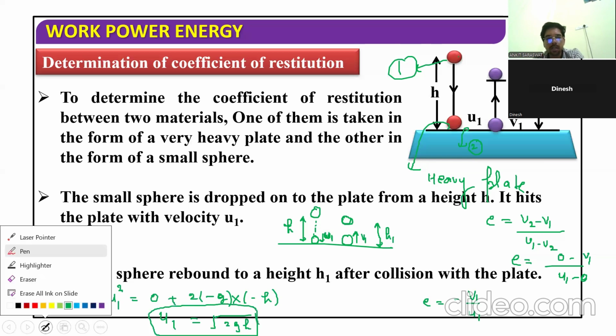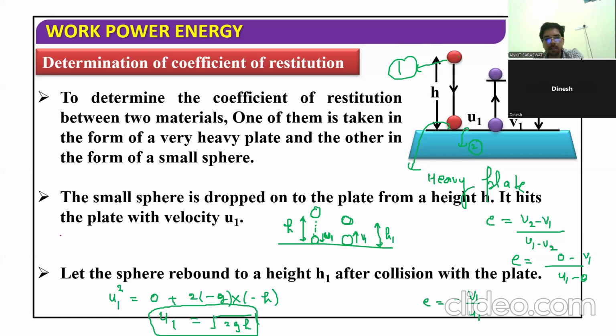Similarly, can you please find what is v1? This is initial now, this is final. So finally it is at rest. Final squared equals v1 squared plus 2 times minus g times up to what height? h1. So v1 will be what? Under root 2g h1.